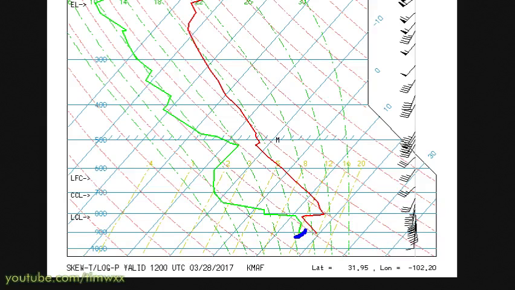And we can see that the moisture in that air mass is about 10 to 11 grams per kilogram. So there we're talking about mid to upper 50s. Not great moisture, but it's definitely enough to support storms.